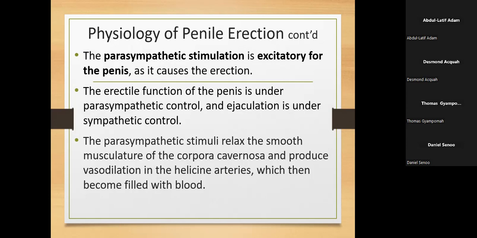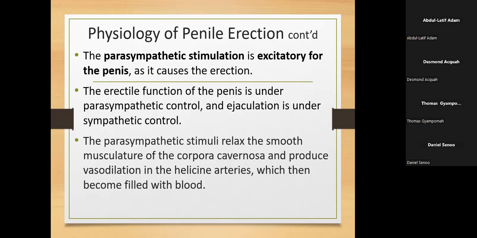So if you come across the phrase that parasympathetic stimulation is excitatory for the penis, what does it mean? What it means is that it promotes erection. And once it promotes erection, it means that the penis is excited to be under the influence of the parasympathetic pathway. I think it's the same thing that we are going over and over. I just want you to appreciate or understand it better.